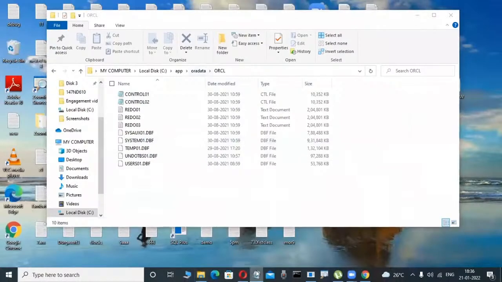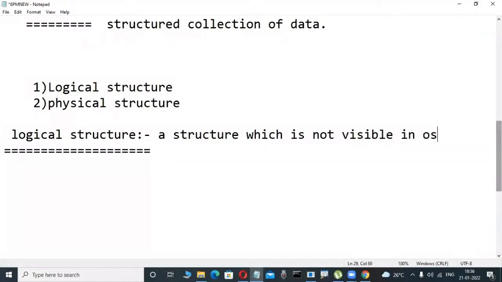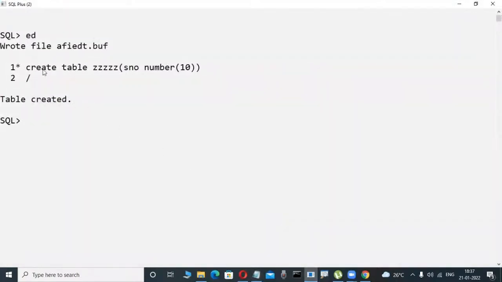That's why, what a logical structure means, don't write it: a structure, a database structure, which is not visible in the operating system, in OS, is called a logical structure, the logical structure of the database. That's why when you create a table, we are unable to view it in the C drive, D drive like that only. But where it is visible? Yes, in a database.